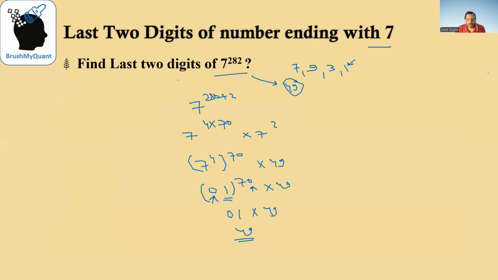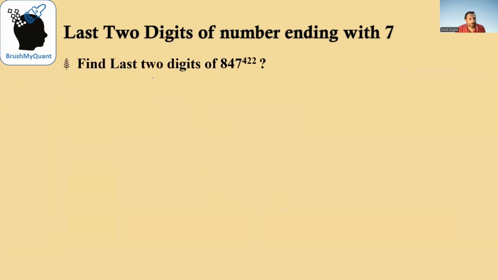Let's try another problem. Find last two digits of 847 raised to 422. Now we have other numbers before 7, right? So we will try to divide this number so that we get 7 multiplied by some other number. Now if we do that, we'll end up with 121 multiplied by 7 raised to 422. So this can be written as 121 raised to 422 multiplied by 7 raised to 420 plus 2.